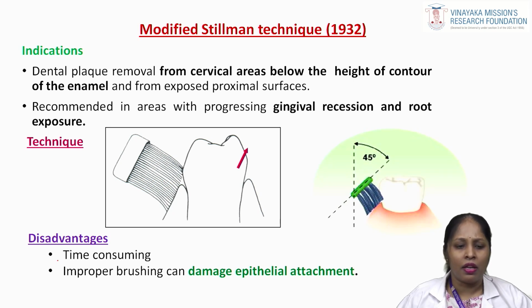This technique is mainly indicated in patients for dental plaque removal from cervical areas below the height of contour of the enamel and from exposed proximal surfaces. It is recommended in areas with progressing gingival recession and root exposure. The brush is placed at a 45-degree angulation. The disadvantages are that it is time consuming and improper brushing can damage the epithelial attachment.